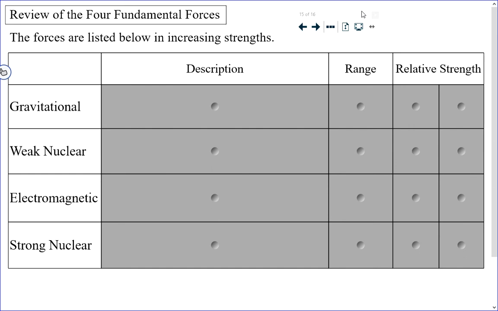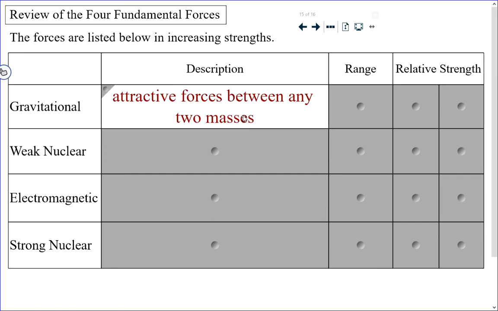There are 4 fundamental forces: gravitational, 2 nuclear forces. One is called the weak nuclear force and one is called the strong nuclear force. And then there is a force called the electromagnetic force. These forces are listed from top to bottom in this table, from weakest to strongest. So gravity is the weakest of the 4 fundamental forces when we're talking about within the nucleus. Obviously, gravity is an attractive force between any 2 masses.